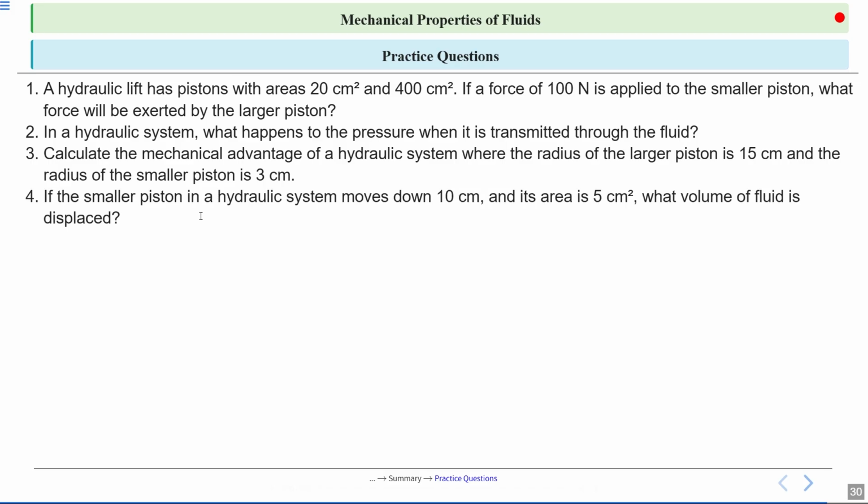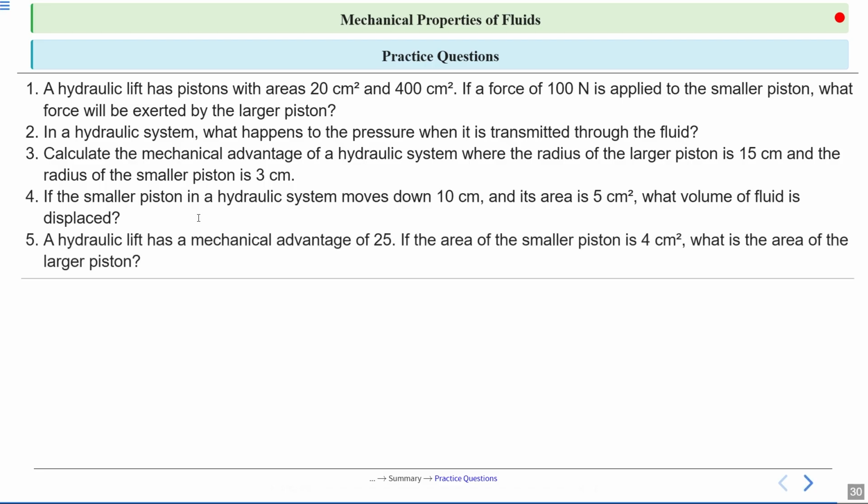If the smaller piston in a hydraulic system moves down 10 cm and its area is 5 cm square, what volume of fluid is displaced? A hydraulic lift has a mechanical advantage of 25. If the area of the smaller piston is 4 cm square, what is the area of the larger piston? Alright, so these are the practice questions.